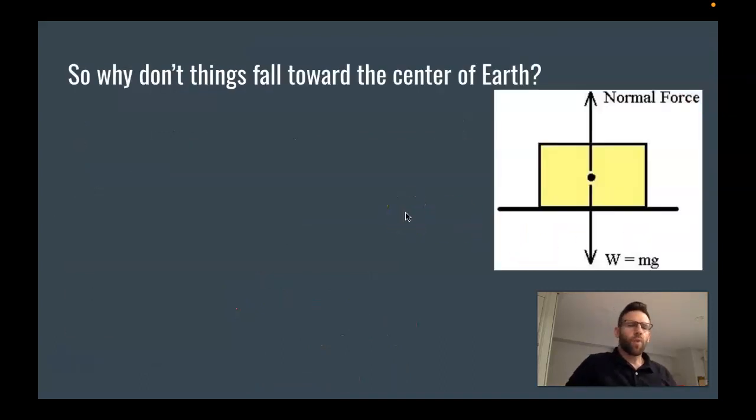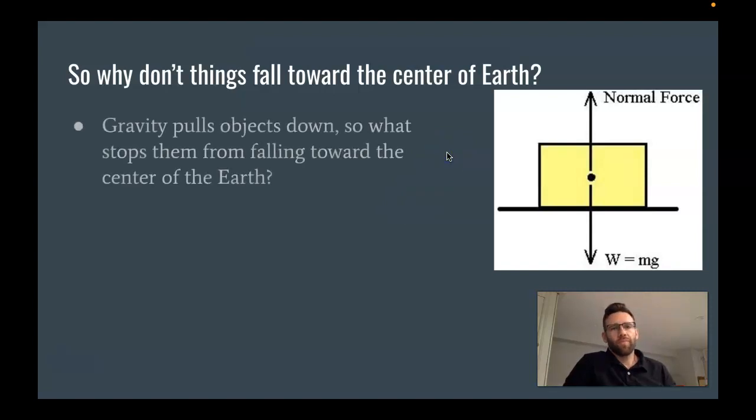All right, so why don't things fall towards the center of the Earth? If gravity is pulling things down towards Earth, then why don't things just fall towards the middle of Earth? There must be something stopping it. There must be some equal and opposite force, and we call that the normal force.